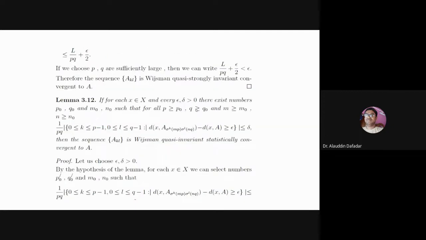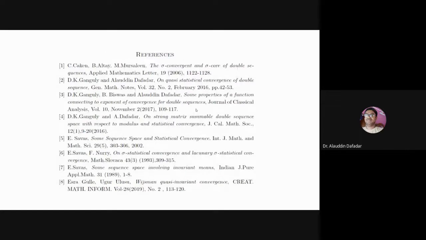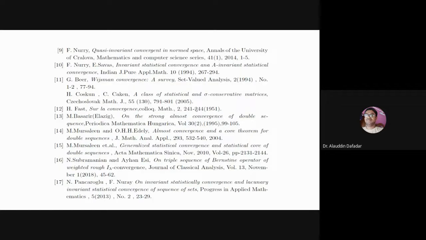Our next lemma is for any x in X and for every epsilon, delta greater than 0, with P0, Q0, M0, N0 taken as in the previous lemma, for all p greater than or equal to P0 and q greater than or equal to Q0, m, n greater than or equal to M0, N0. If the relations hold, then the sequence A_kl is Wijsman quasi strongly invariant convergent to A. And this is our last lemma, and these are the references. We mainly take the references of 2. Thank you.